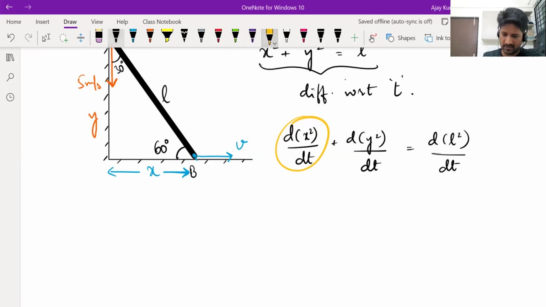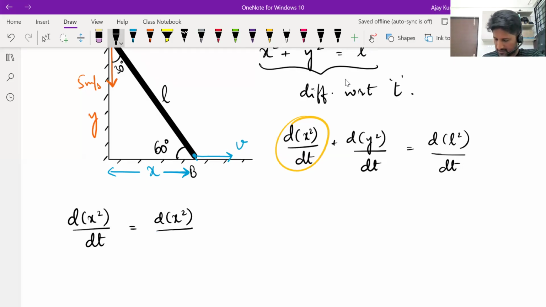And let's briefly revise that. We want the derivative of x square with respect to time. We know the derivative of x square with respect to x. You just multiply that with dx by dt. It becomes the derivative with respect to time. Simple. So this first term can be written as 2x dx by dt.